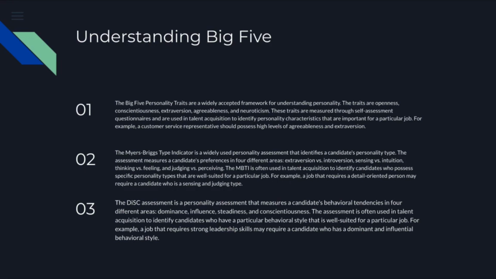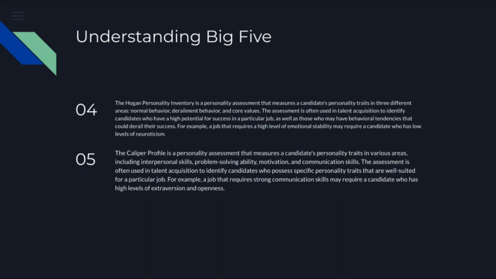Another test is called the Myers-Briggs Type Indicator. It's an assessment that looks into personality type and measures four different areas: extraversion versus introversion, sensing versus intuition, thinking versus feeling, judging versus perceiving. The third assessment is the DISC assessment. It measures behavioral tendencies in four areas: dominance, influence, steadiness, and conscientiousness.